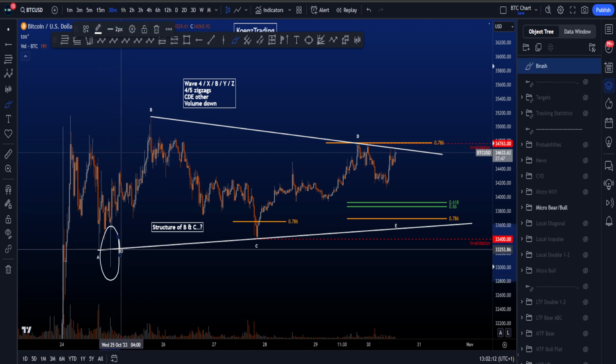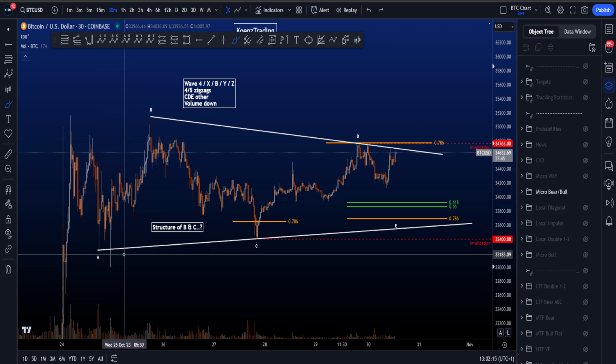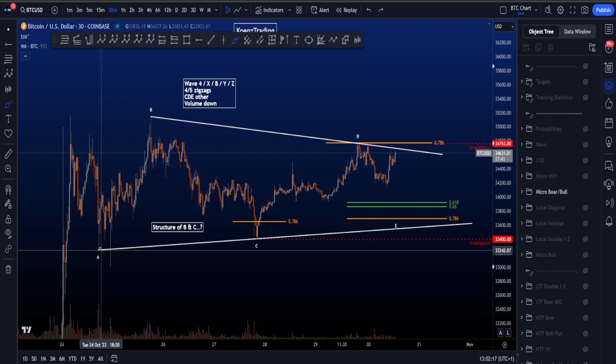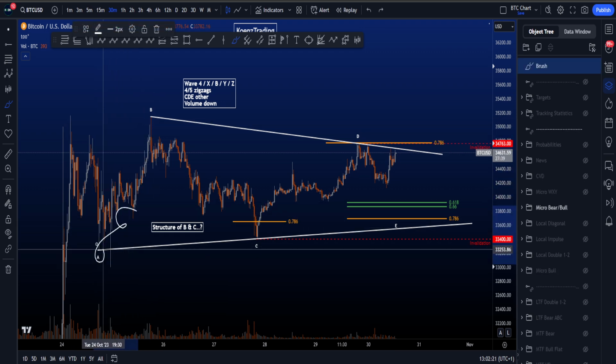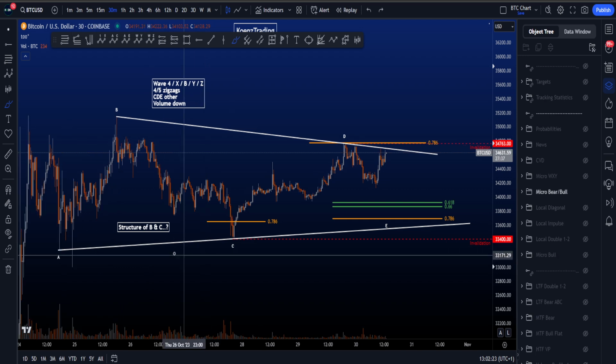And also this wick is annoying. It is on my chart and not on other charts, but still it kind of invalidates a potential 5-3-5 for me, as a wave B is not allowed to take the low of a wave A.